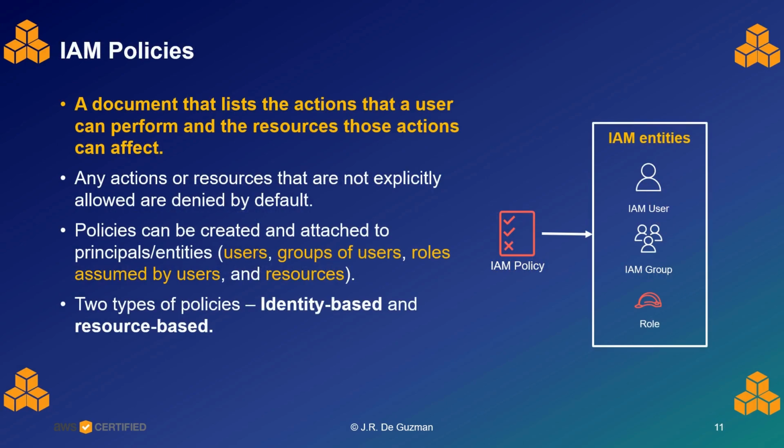Next, we have the IAM policy. So an IAM policy is a formal statement of permissions that will be granted to an entity. Policies can be attached to any IAM entity, meaning these are the users, groups, roles, or resources. For example, you can attach a policy to AWS resources that will block all requests that do not come from an approved IP address range.